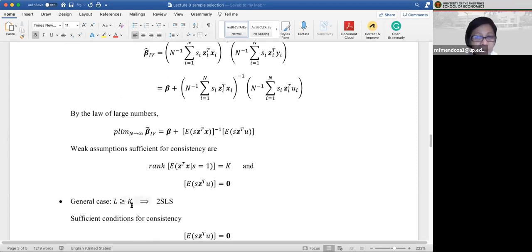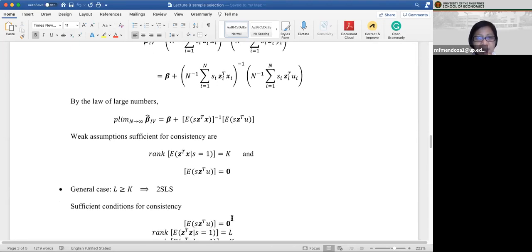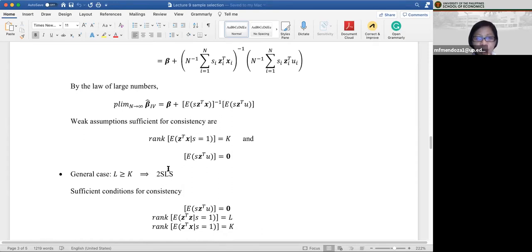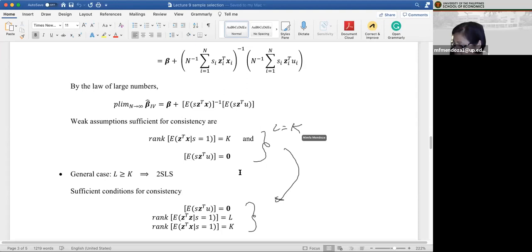Now, in the general case, L is greater than or equal to K. If L is equal to K, then the instrumental variable estimator is just the two-stage least squares estimator. If L is strictly greater than K, then you have to use two-stage least squares. Now, what would be the sufficient conditions for consistency of the two-stage least squares estimator? Following the results here, you would have this. These are the conditions when L is equal to K, and therefore you have beta hat instrumental variable, the two-stage least squares estimator, okay?